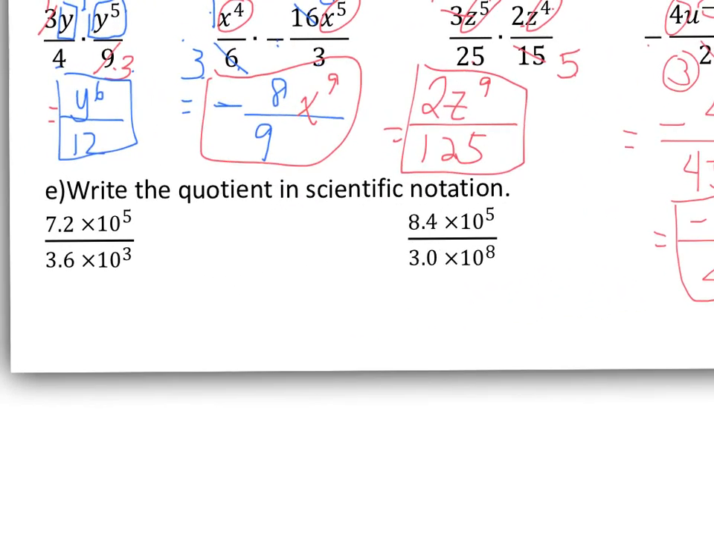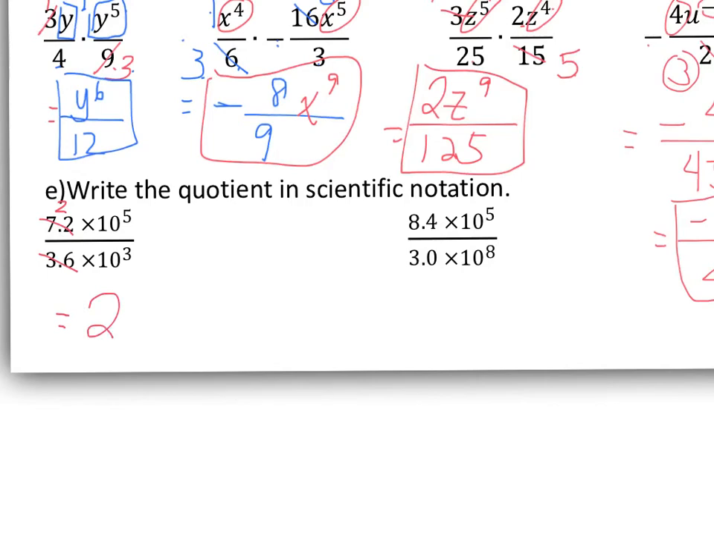Now, let's take a look at these problems. Write the quotient in scientific notation. Okay, so this takes us back to chapter 4, lesson 7 about scientific notation. If you've already forgotten how to write your answer in scientific notation, you should go back and watch the video or review your notes. Okay, so let's first simplify 7.2 and 3.6. This will be 2, okay?